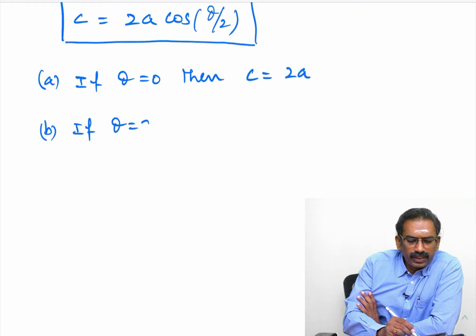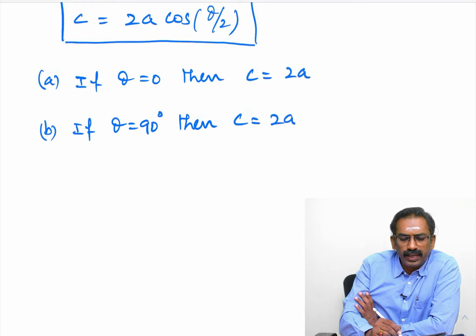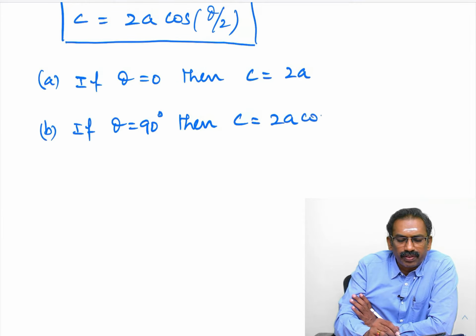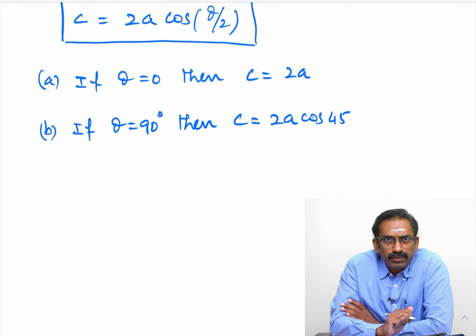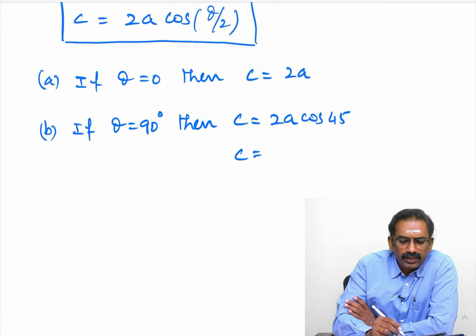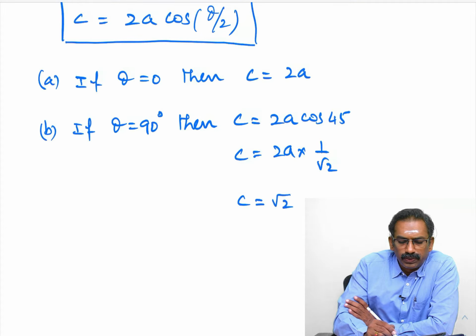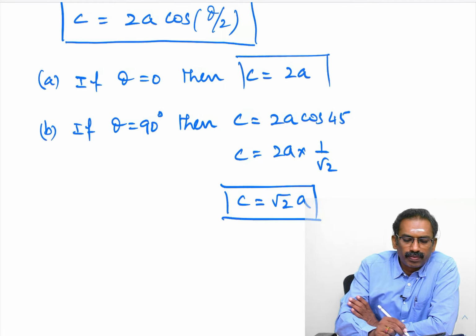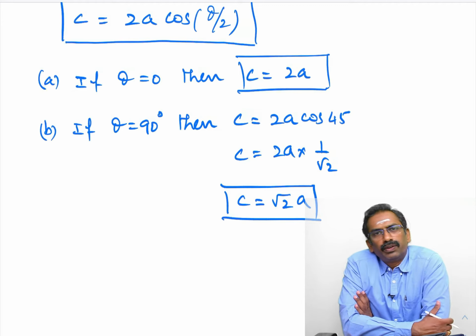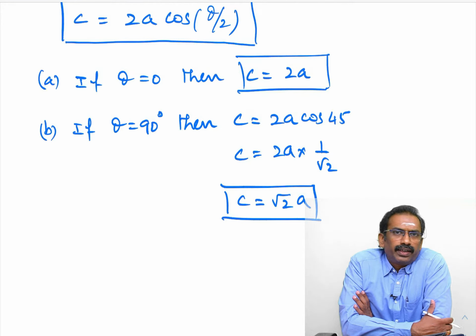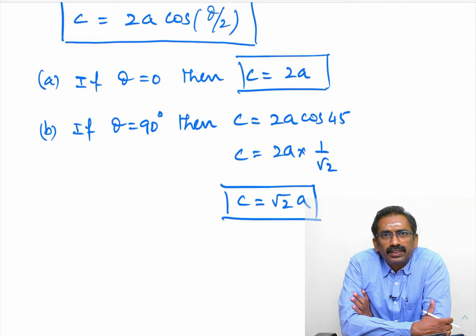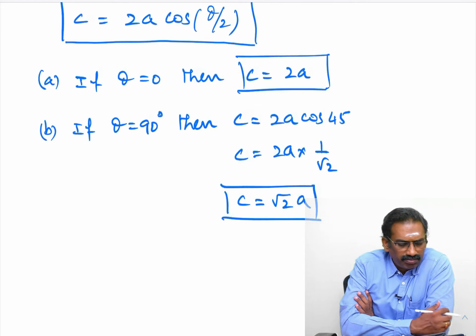If theta is equal to 90 degree, then C is equal to 2a cos 45. Cos 90 by 2 is cos 45, and C is equal to 2a times 1 by root 2, so C is equal to root 2 a. If two vectors of equal magnitude act at an angle 90 degree, then the resultant is equal to root 2 times any one of the magnitudes.